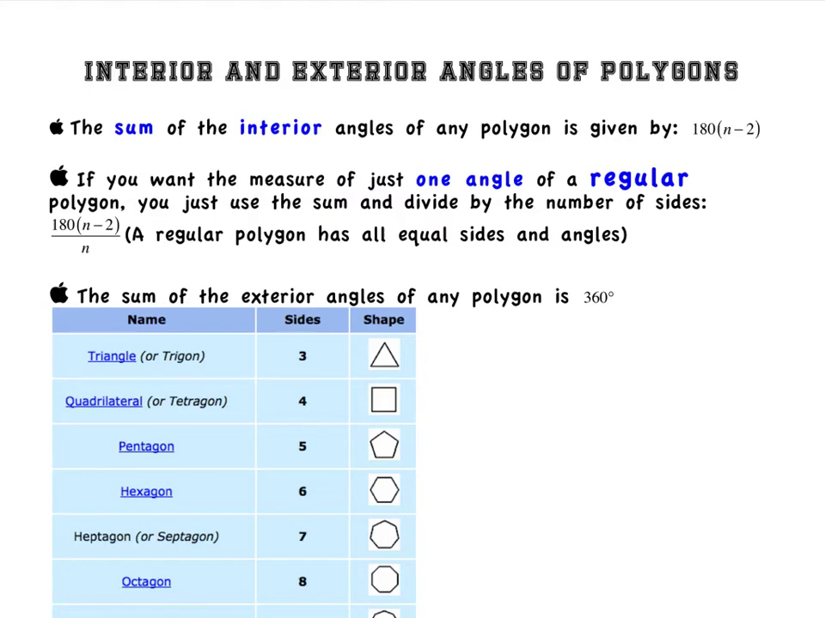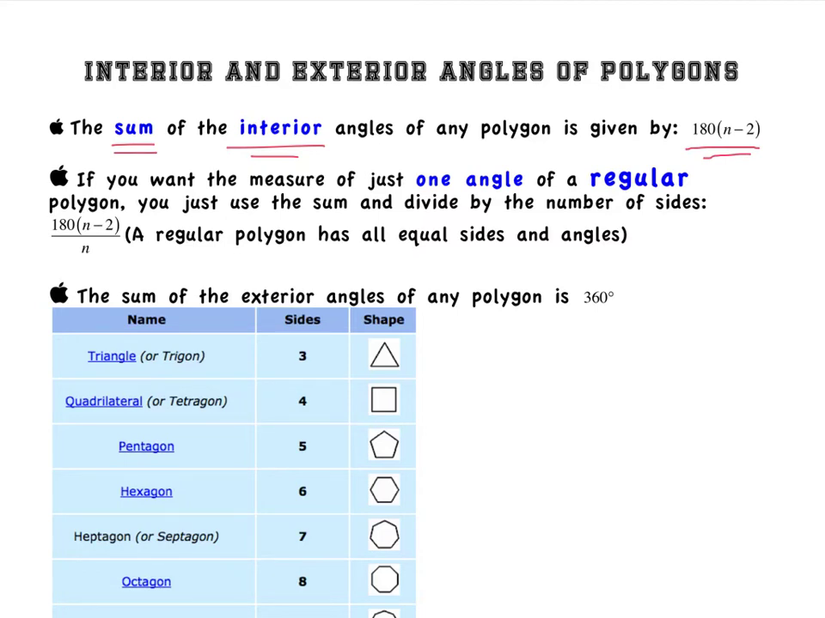Alright, so next we're going to work on interior and exterior angles of polygons, and we have the formula that the sum of the interior angles of any polygon is given by 180 times n minus 2. So we should be familiar with that formula. That gives us the sum of the inside angles. So like for a triangle, you know that 180 times 3 minus 2 would be 180 times 1, which gives you 180. So that's just our common one that we know.